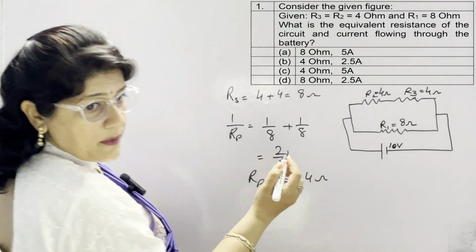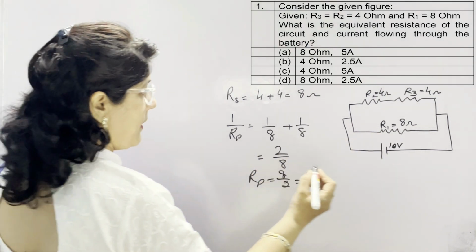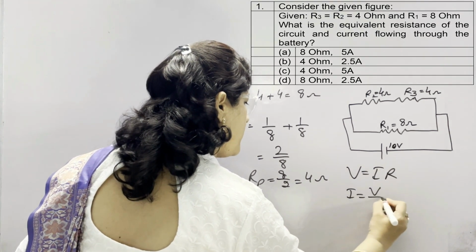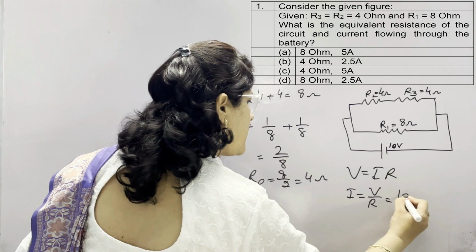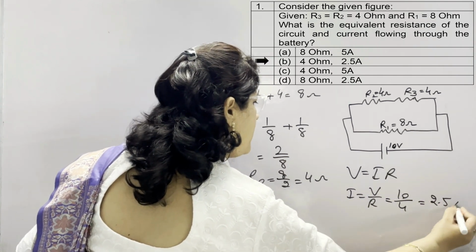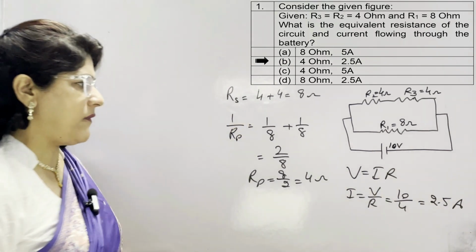Now the second part, they have asked the current flowing to the battery. Now V is equal to IR, so I is equal to V upon R. V is given as 10 volt, upon R we have calculated 4, so the value is 2.5 ampere. So the current is 2.5 ampere.